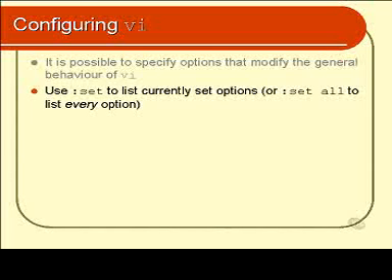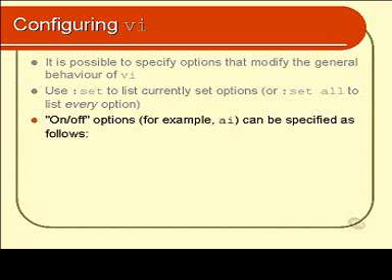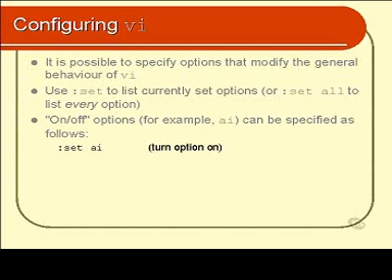You can break these options down into 2 different sorts of options. The first is on-off options. They're either set or they're not set. They're on or they're off. An example of that is AI. We'll have a look at what AI means in a moment, but for now we'll just treat it as an example of an on-off option, and you specify them like this: :set AI. Now that turns the option on, or you put the letters NO in front of the AI, no space there, just NO AI, and that turns the option off.